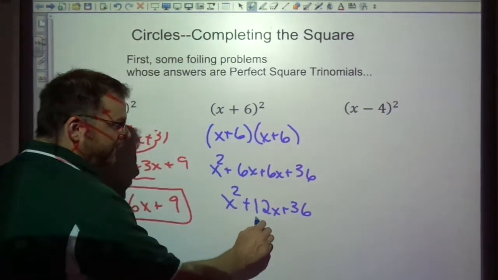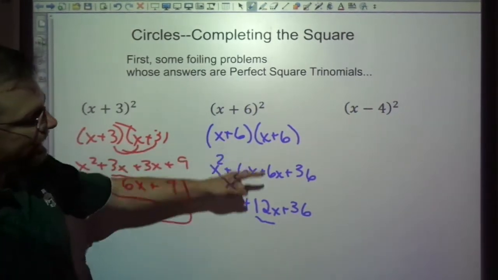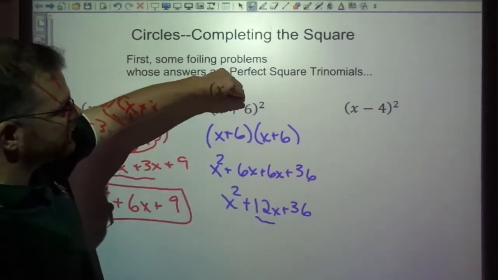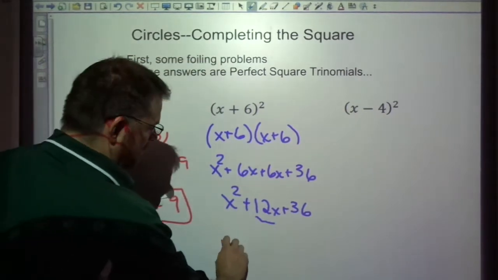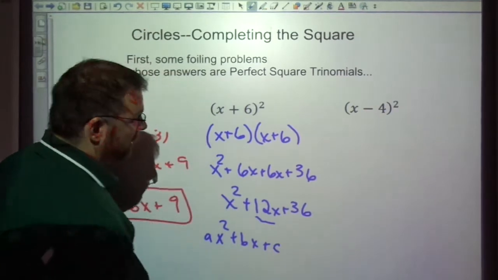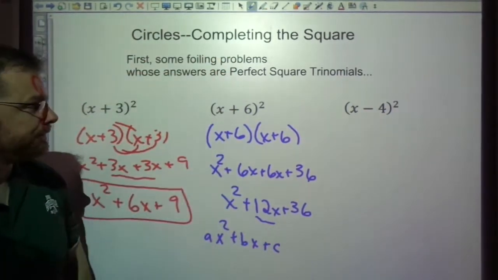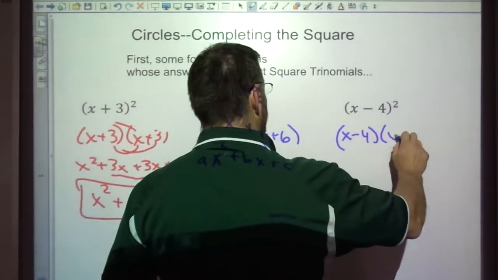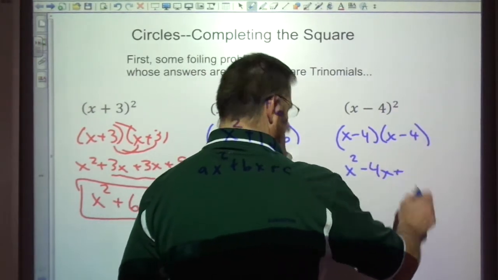And again you notice that the 12 is double the 6, so to get from here to here, if we were going backwards, we could just split this in half and take the square root of it. And this number is both half of this term and the square root of this term. So if we set it up like this, general equation, this number is both half of b and also the square root of c.